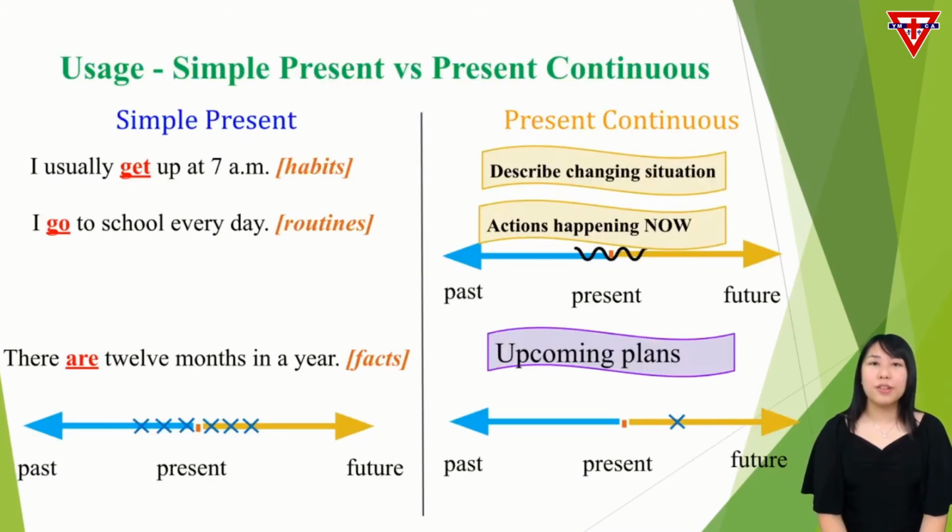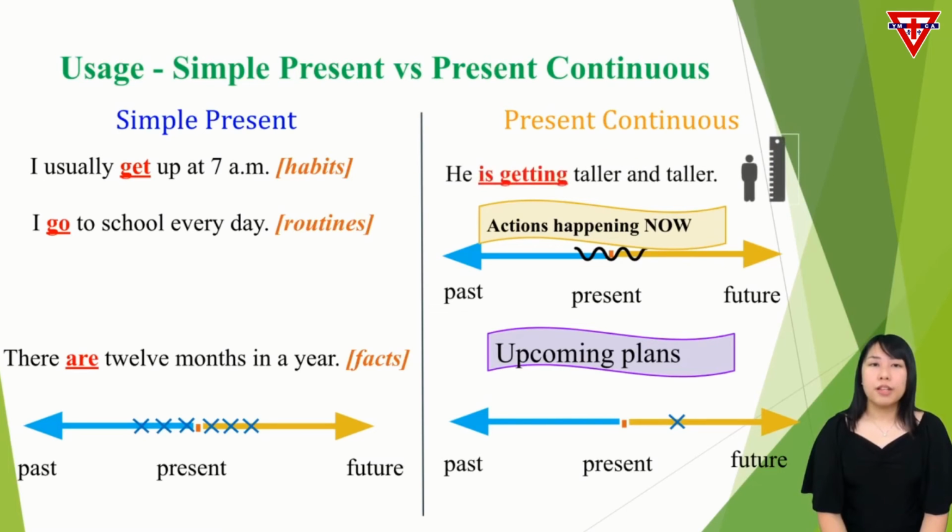After going through the usage of the simple present tense, let's move on to the right-hand side, the present continuous tense. We commonly use the tense under these three major scenarios. Number 1, unlike the simple present tense, which describes the states of being, the present continuous tense describes actions that are constantly changing. For example, he is getting taller and taller. We use the present continuous tense to talk about something that is changing in progress.